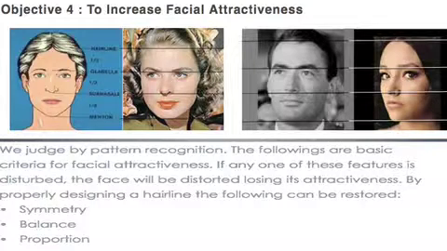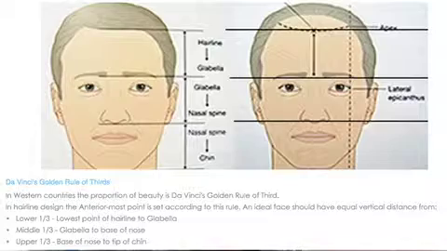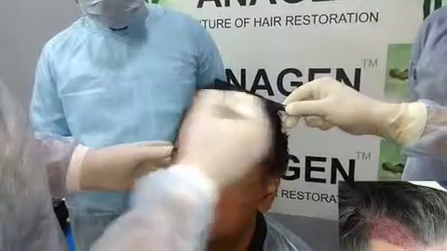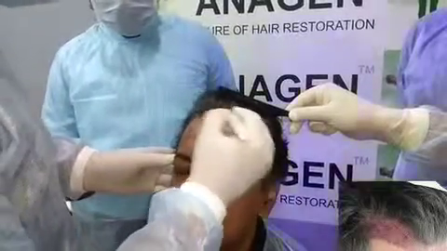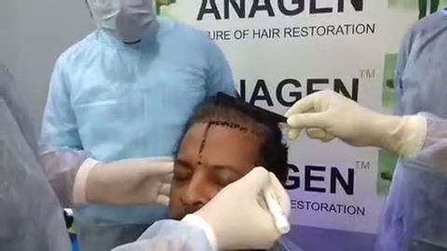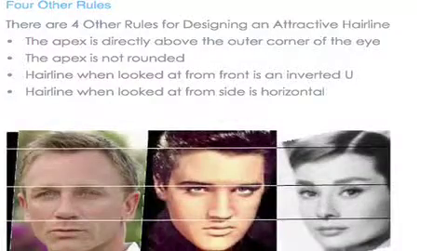To increase facial attractiveness, the symmetry of the face, the balance of the face, and the proportion of the face are very important. The chin, the nose, the eyes, the midpoint between the eyebrows, and the hairline are all very important to it. So remember, it's not about growing hair, it's about giving symmetry to your face. Another important point is that when you look from the side, your hairline should look horizontal. When you look very closely, it should be a little zigzag, but when you look from afar, it may look a little straighter.